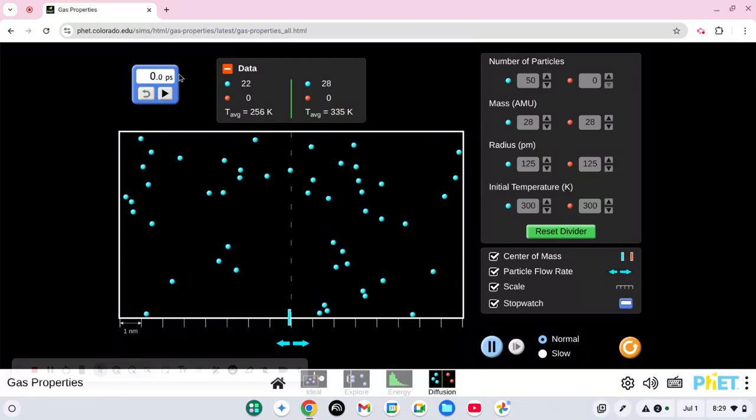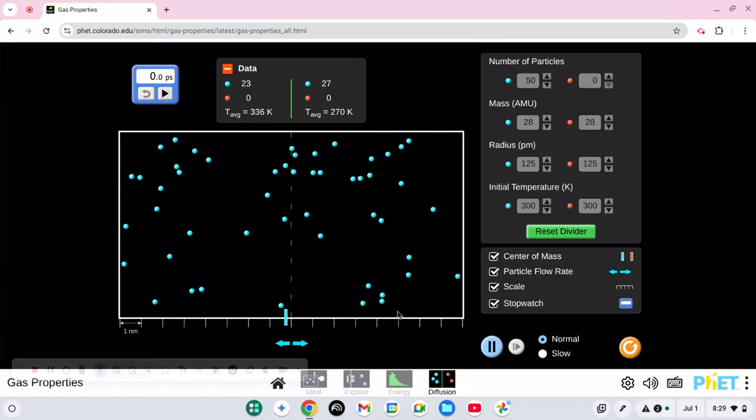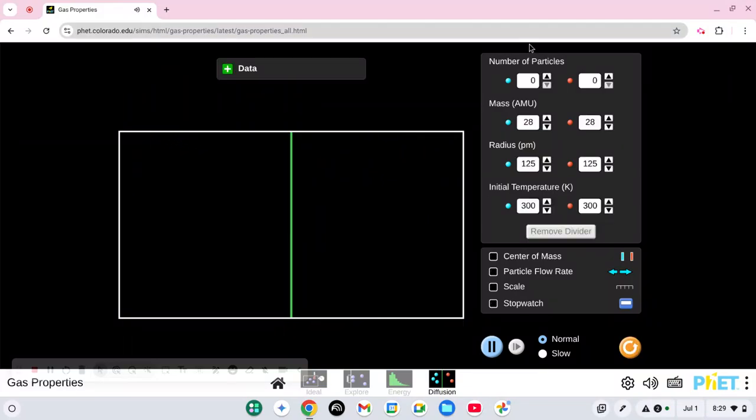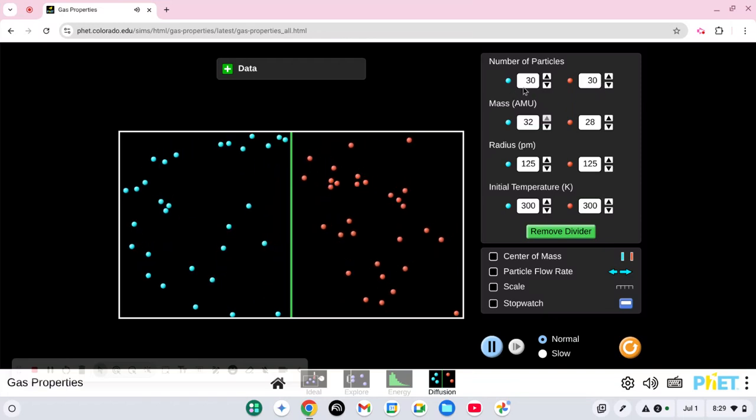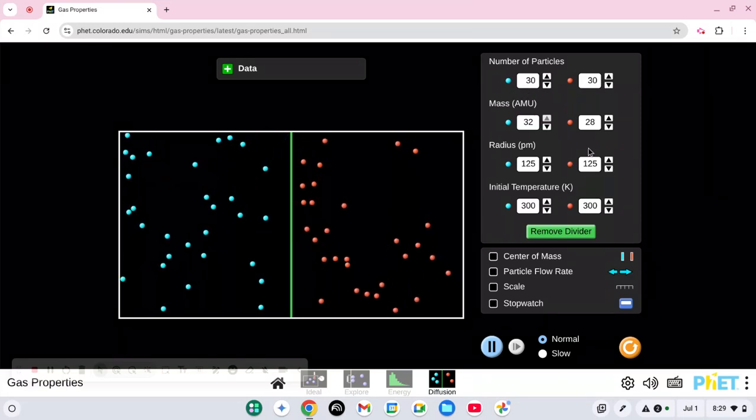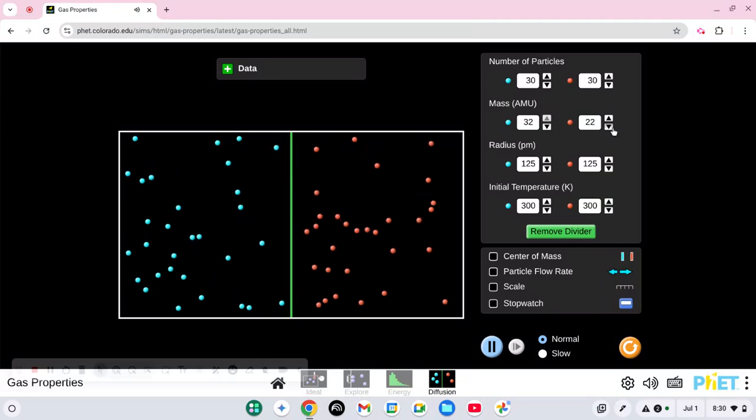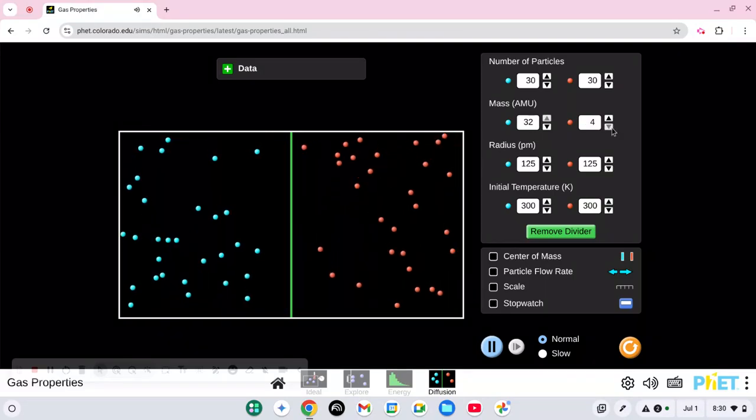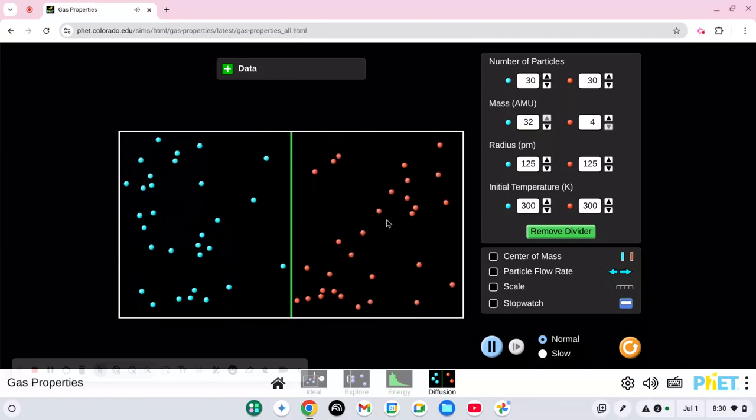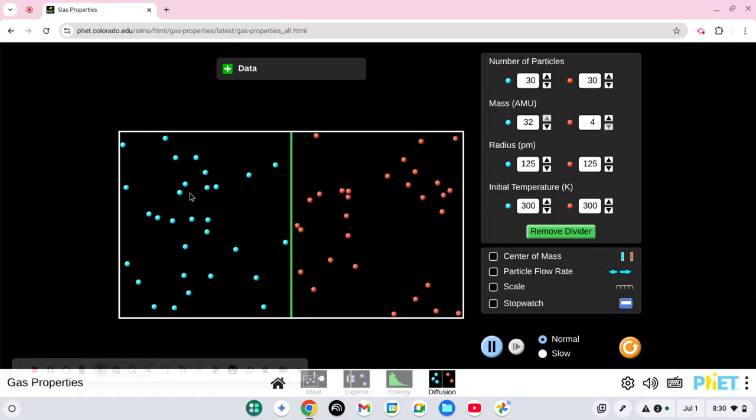Okay, again, you can do this and reset this experiment where you can add an equal number of particles, but this time I'm going to add a mass. I'm going to maximize my mass of these blue particles, and then I'm also going to add 30 particles, so 30 and 30 of the blue and the red. And with these red particles, I'm going to make them a little bit lighter.